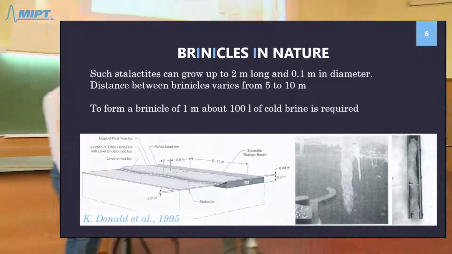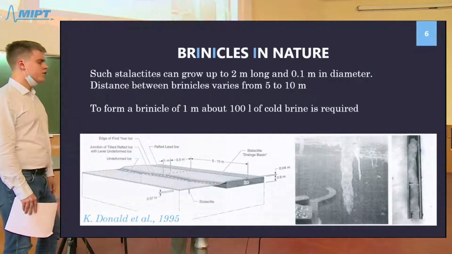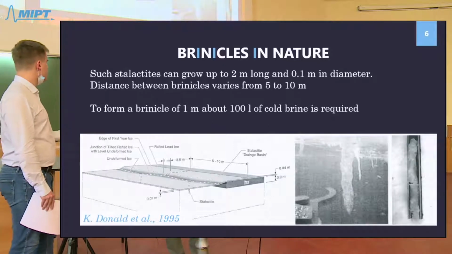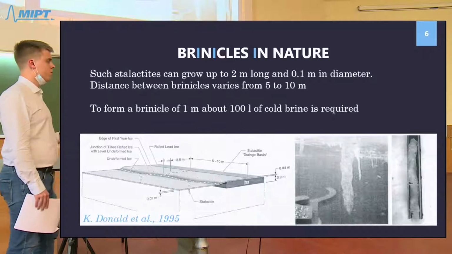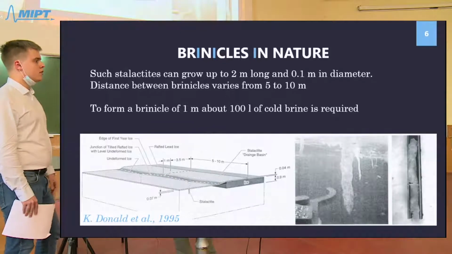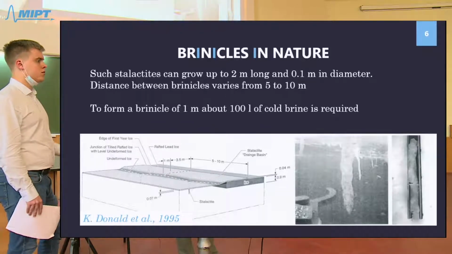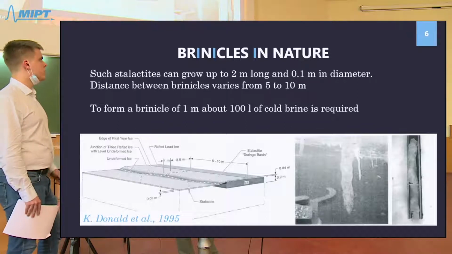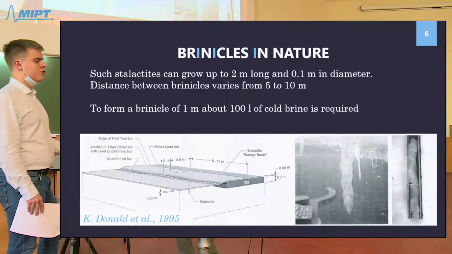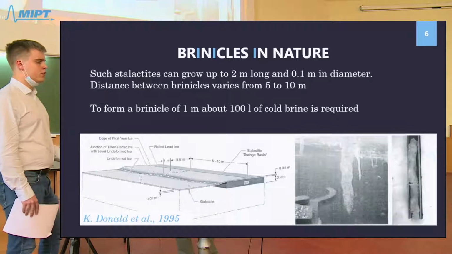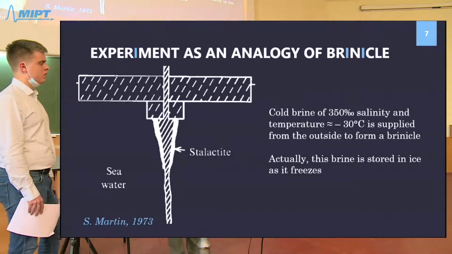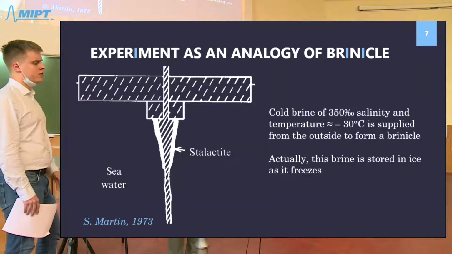These brinicles can be observed in nature, but there are some problems because 100 liters of cold brine is needed to form one stalactite with a length of about 1 meter, and the distance between two big stalactites is about a meter. Unfortunately, we can't afford to make such a big setup, so we built an analogy of the effect in our laboratory conditions.